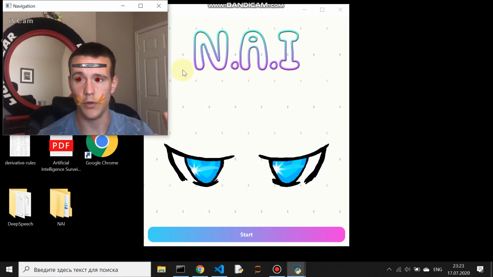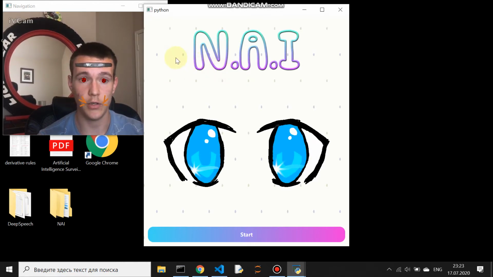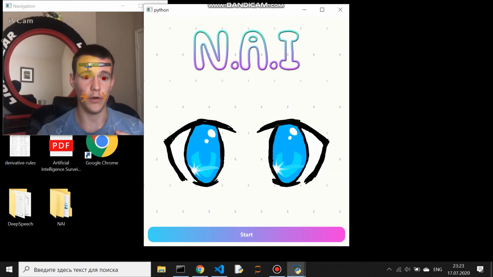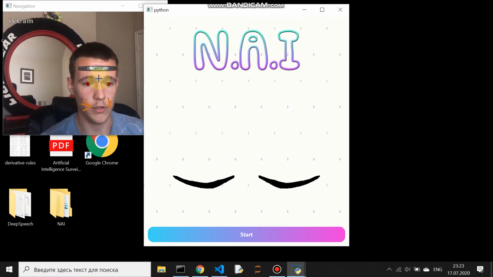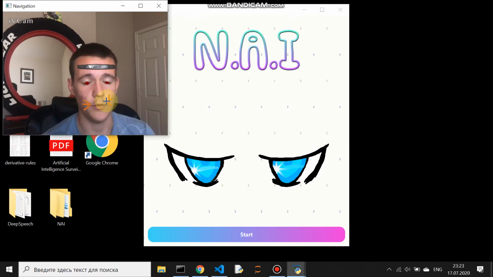You still could do all your gaze navigation. You still could do all your blinking. You still could press, but now you just look kind of like somebody who is much more mature.